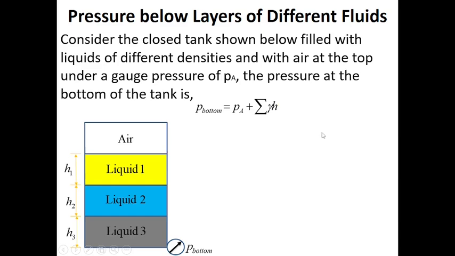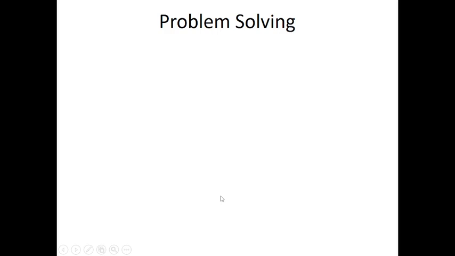In that case, since we have three liquids to consider, we consider the air pressure, P sub A, then the product of the unit weight of liquid 1 and its height, the same with the unit weight of liquid 2 and its height, and then the unit weight of liquid 3 and its height. So adding all of those.